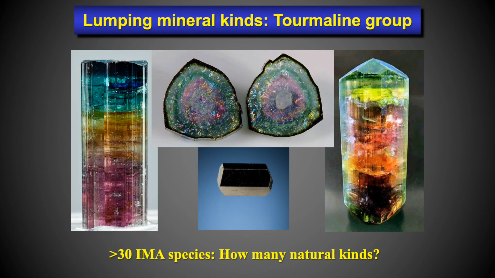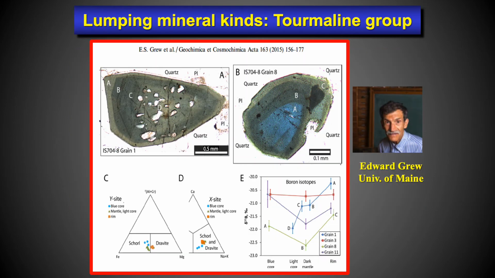On the other hand, there are over 30 IMA species of tourmaline, but there certainly aren't 30 different ways that tourmaline forms. And in some cases, as in the work of Ed Grew, you see an individual 100 micron crystal that has multiple species simply because of zoning as the crystal grew.